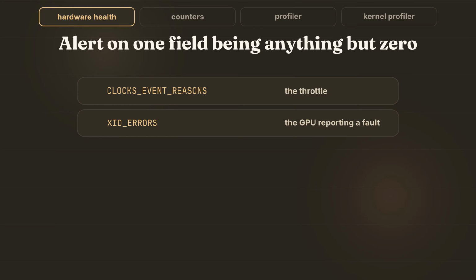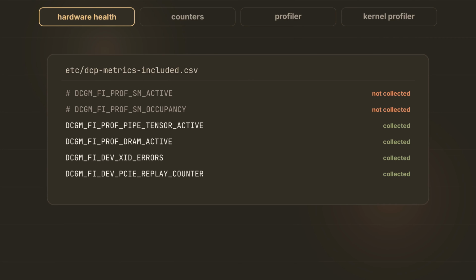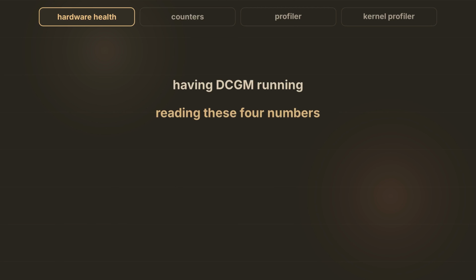That's your GPU reporting a fault about itself. And add the PCI Express retry counter too, because a flaky link will quietly turn one card into the slow one everybody waits for. And now the part I would like you to check today because it genuinely surprised me. Open the default metrics file the DCGM exporter ships with. Your multiprocessor counter and your occupancy counter are both in there commented out. So nobody is collecting them unless somebody on your team uncommented them. And the clock field, the throttling one, the one we have just spent a minute on, isn't in that file at all. So having DCGM running is one thing, and being able to read these 4 numbers is another.